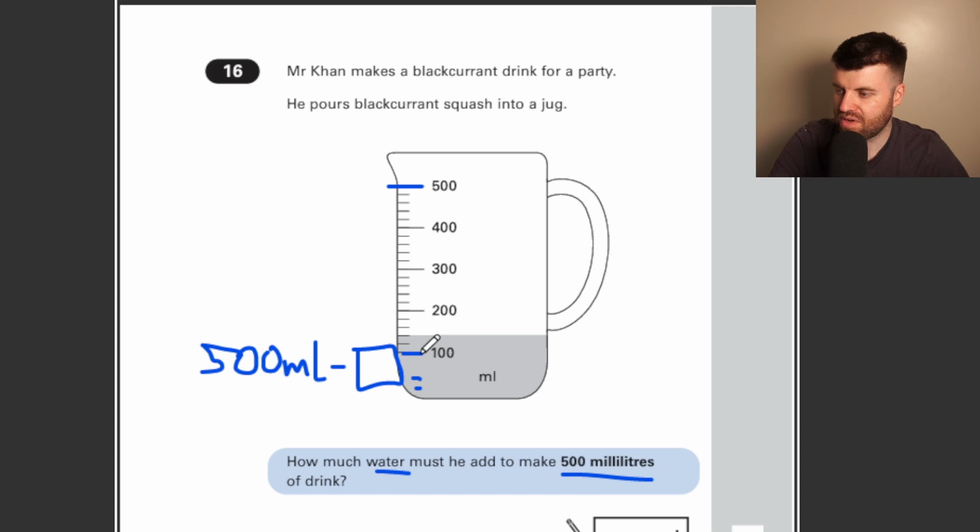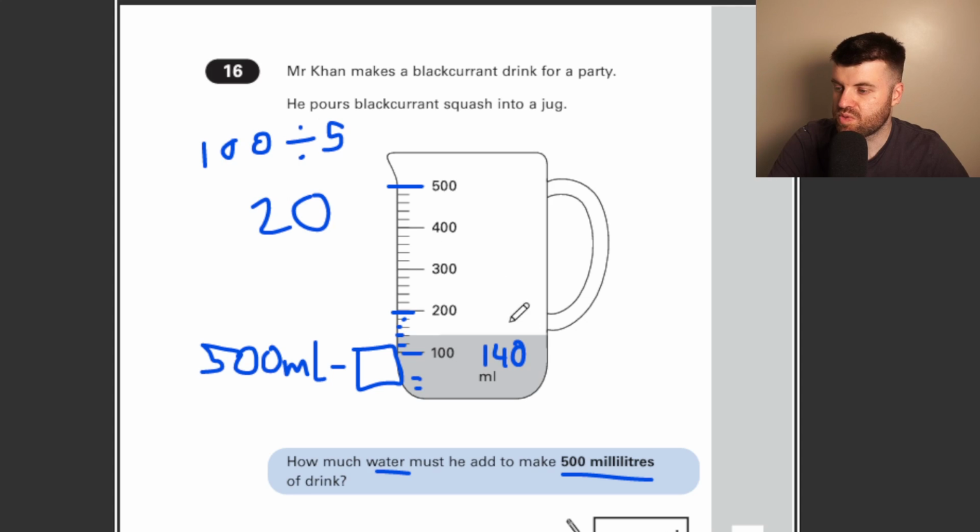Well, what is left? We've got 100 and 200. What's each jump worth? Well, how many jumps are there? 1, 2, 3, 4, 5. So we need to do 100 divided by 5, which would tell us what each jump is worth. That is 20. So we have 100, 120, 140 ml of squash.